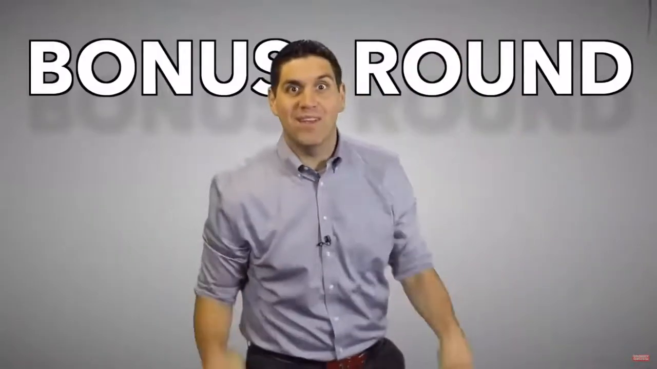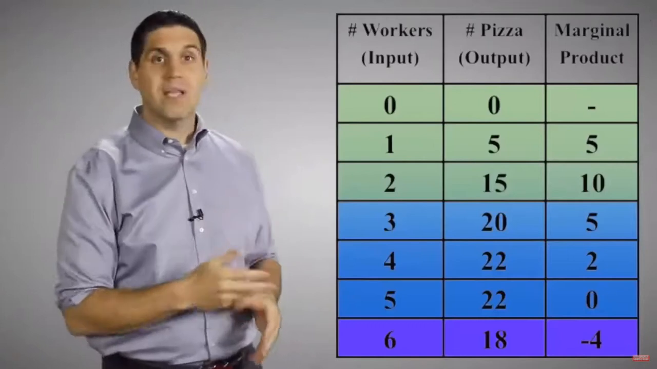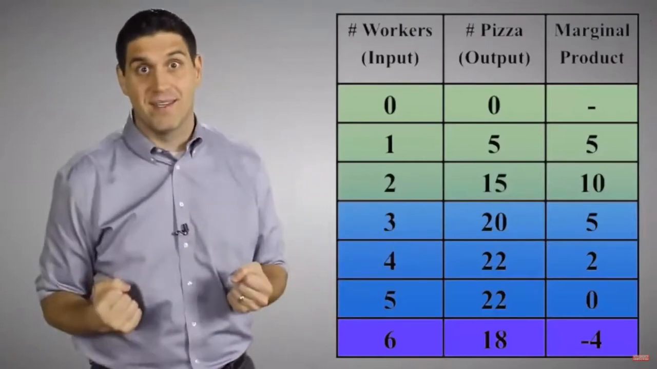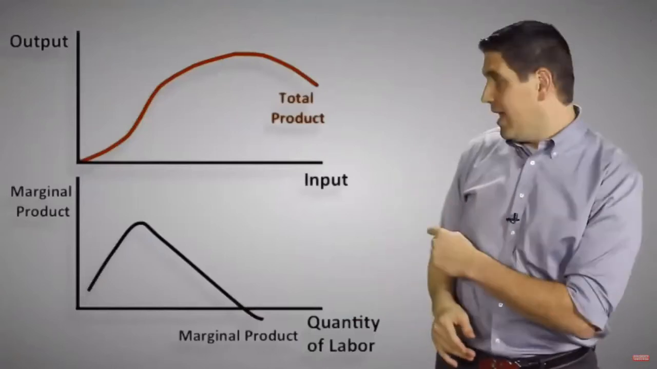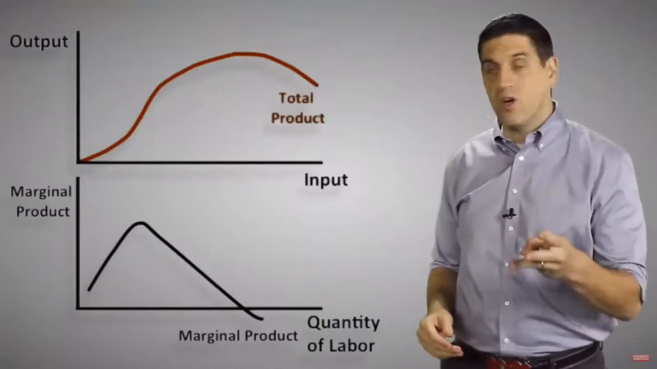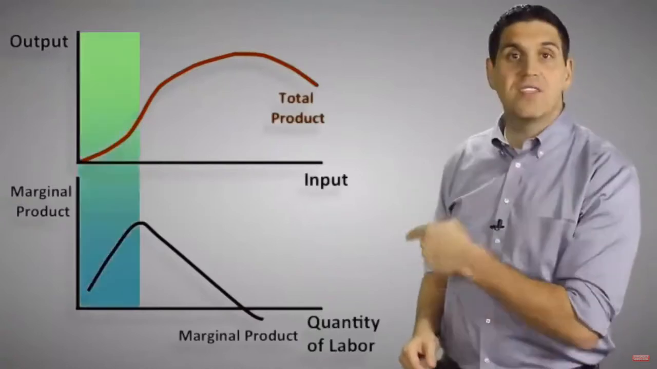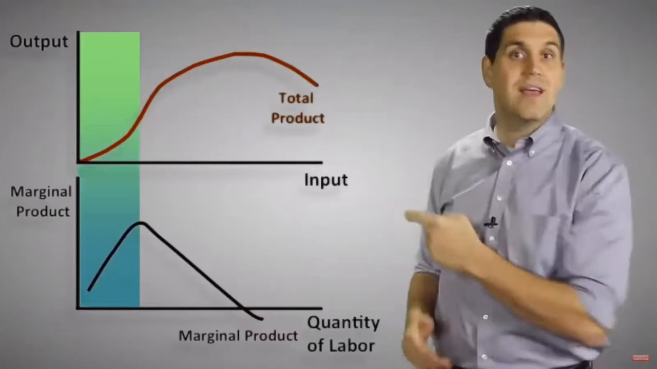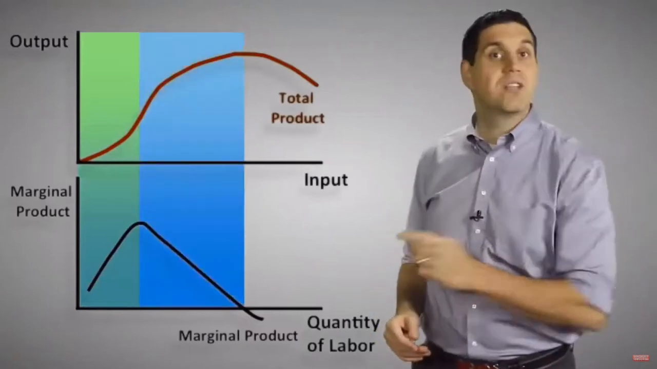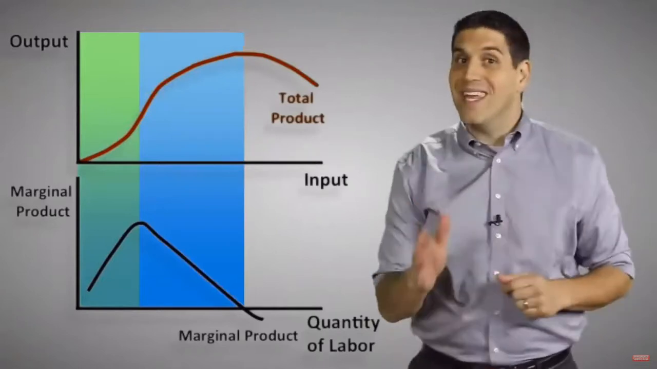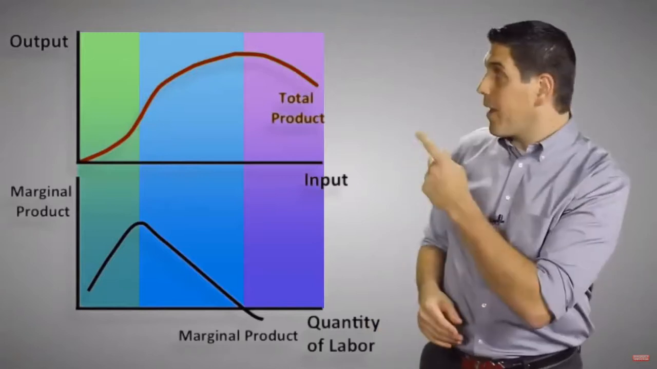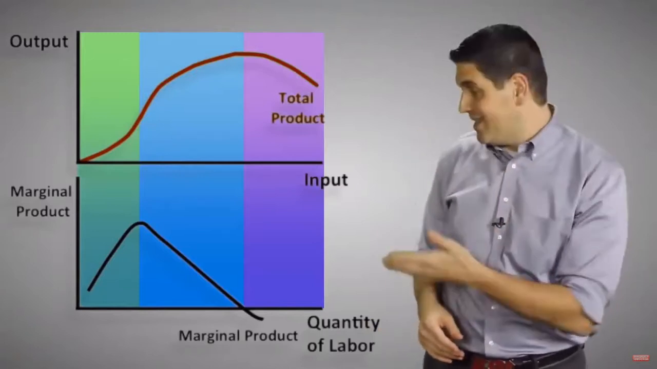Bonus round! Okay, now hopefully you understand it with all the numbers. Let's take all this information and put it on a graph, right? Economists love graphs. Okay, right here is the total product curve, and right here is the marginal product curve. Now you should be able to spot the 3 stages of returns by looking at the graph. Right here is stage 1, because total product's increasing at an increasing rate, and the marginal product is going up. Right here is stage 2, because the total product is going up, but at a decreasing rate, and the marginal product is falling. Right here is stage 3, and the total product is falling because the marginal product is negative.